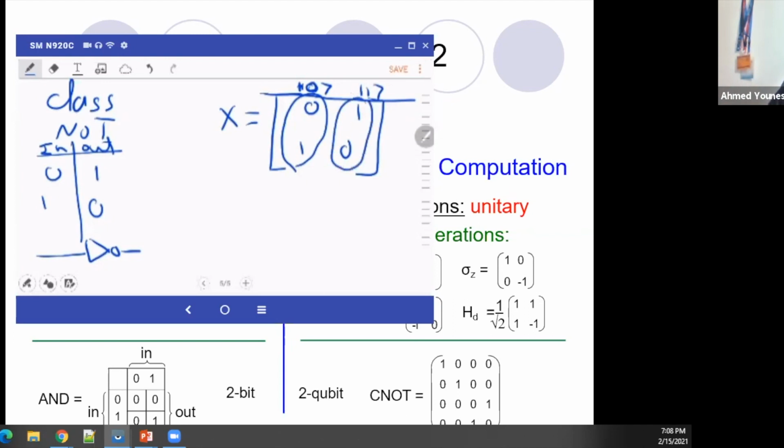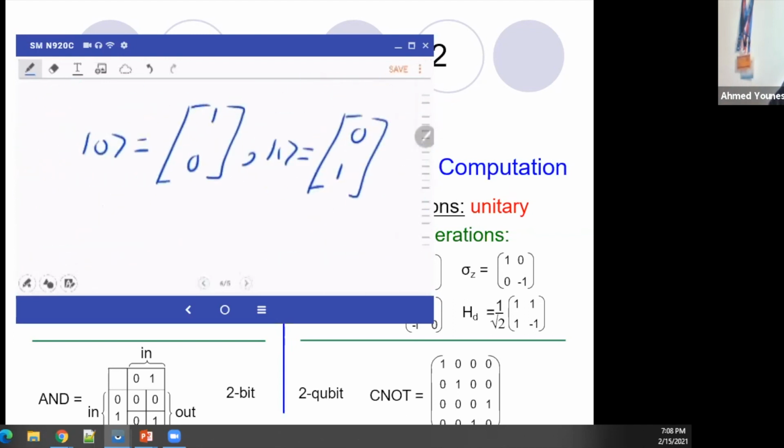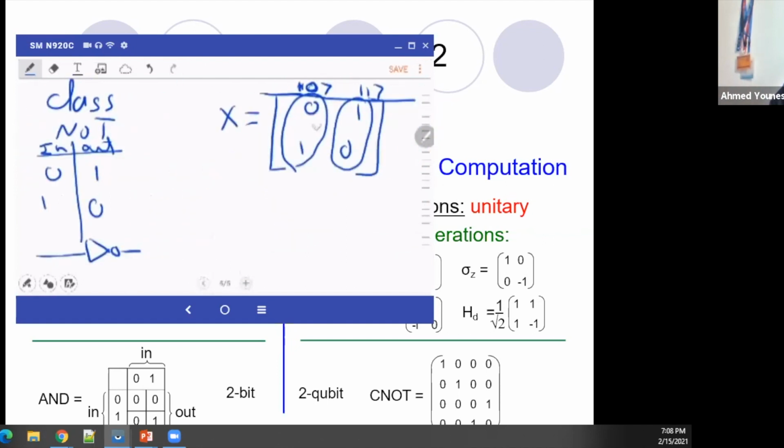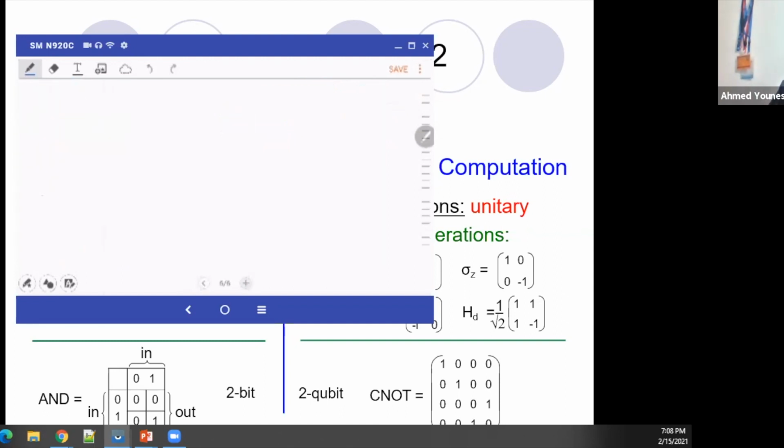So what about this? This is the matrix. If we go back one step, you remember that 0 is this vector, 1 is this vector. So actually this vector is the 1. So if the input is 0, the output is 1. If the input is 1, the output is 0. So you can look at the matrix and understand the logic behind this gate. For example, we have another important gate I would like to show. This is a Hadamard gate.